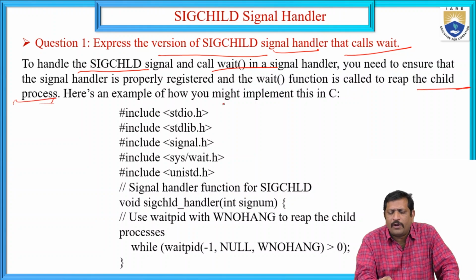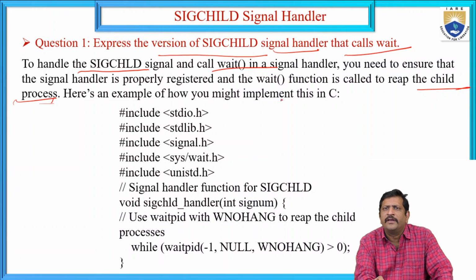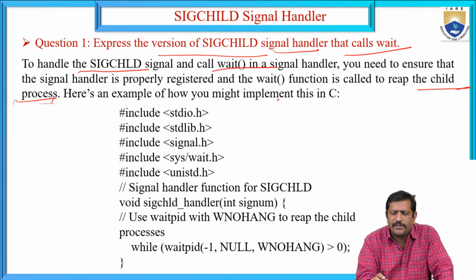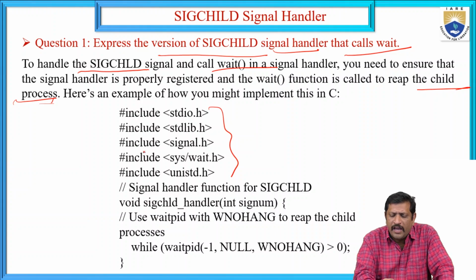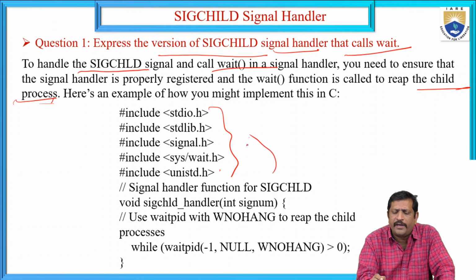Here is an example of how you might implement this in the C programming language. These are the header files: #include <stdio.h>, #include <stdlib.h>, #include <signal.h>, #include <sys/wait.h>, #include <unistd.h>. Before implementing, we declare the header files, where all the other source code can be stored.